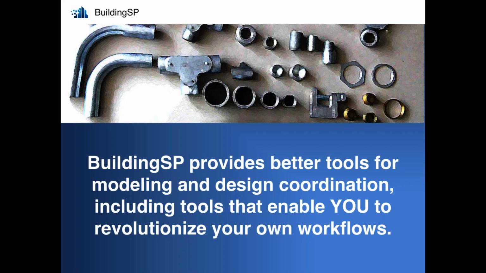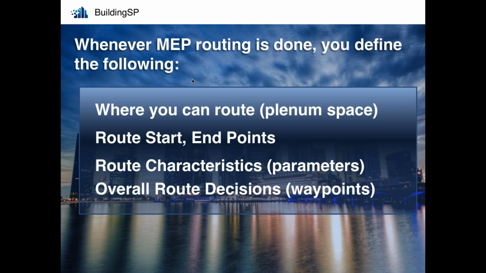So with that, here is how we're going to structure and describe our work. Whether you do routing manually for MEP, or using GenMEP, or using Dynamo, you have 4 steps in what you do. The first step is you have to figure out where you're actually going to route, and we call that creating the plenum spaces. You have to figure out where the routes can go and live. The second part is you have to define your start and end points.